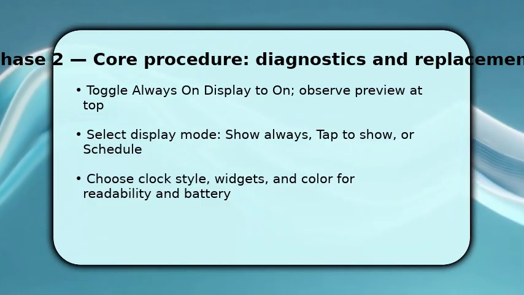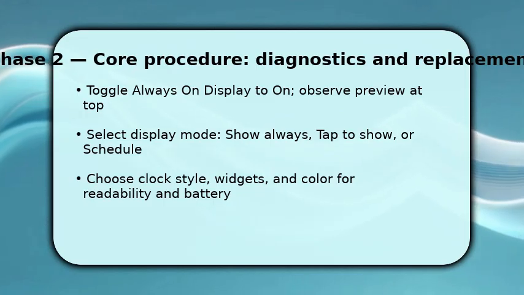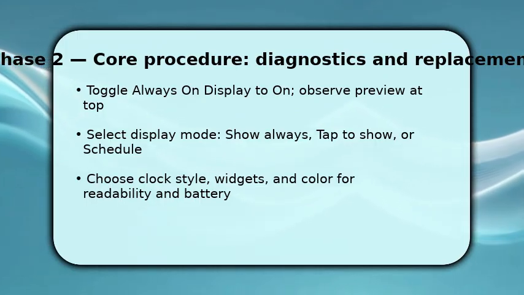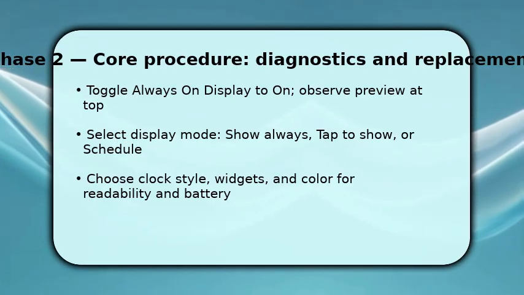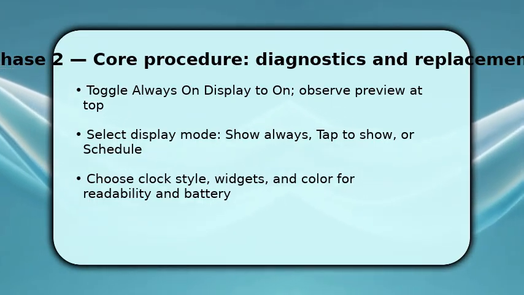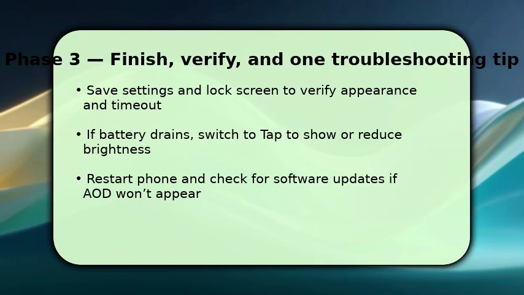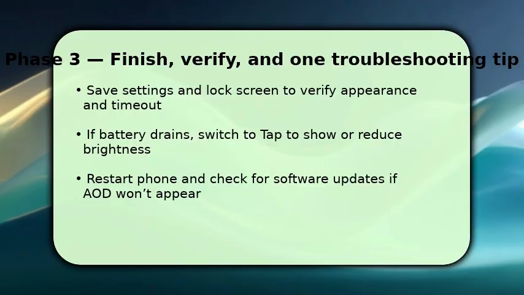Show always uses more power, tap to show saves battery, or schedule limits active hours. Then select a clock style, add a widget like music or calendar, and pick colors that keep contrast high so you can read at a glance. Make sure to test tap to show if you prefer minimal battery use. It's practical and efficient. Finish by saving changes and locking the phone so you can verify the Always On Display looks right and respects timeout rules.